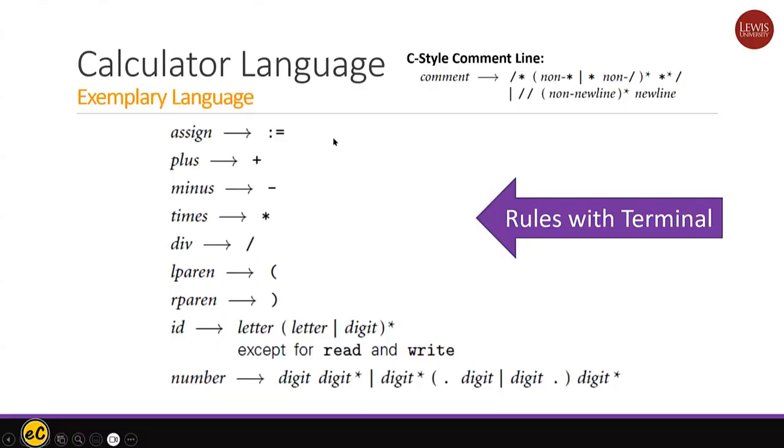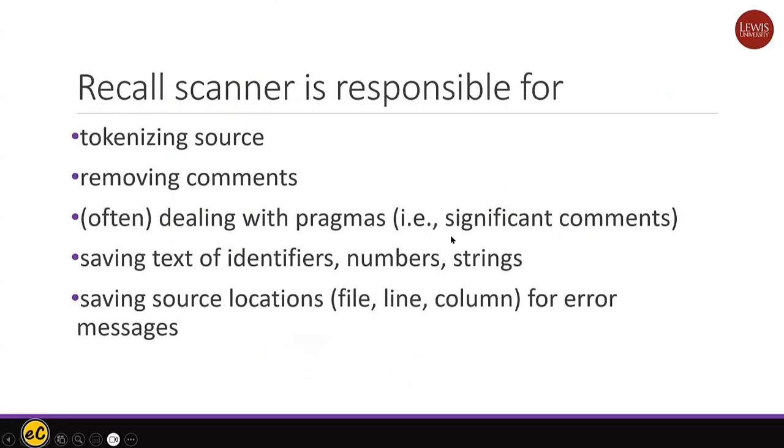So here we talk about a language called calculator, and how you do pre-processing before you do tokenization. Okay, so remove comments. Deal with pragmas, sometimes significant comments, that may bring in packages to help your tokenization. So that's actually the pre-processing part.